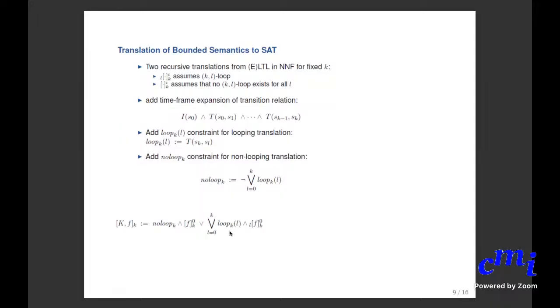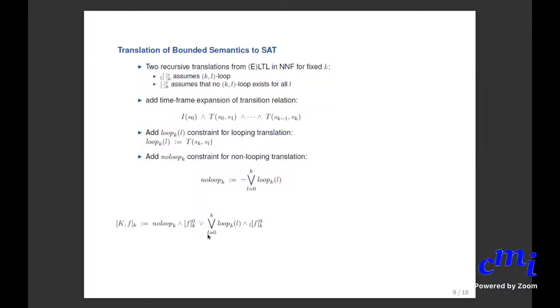The other case is where the K-long prefix can have one or more lassos in it, as we saw in the examples earlier, in which case the successor of the kth state in the K-long prefix can lasso into any one of the states from 0 to K inclusive. And therefore, you have to generate one translation for every possible way in which you can lasso, for every L. Okay, that's what this represents.